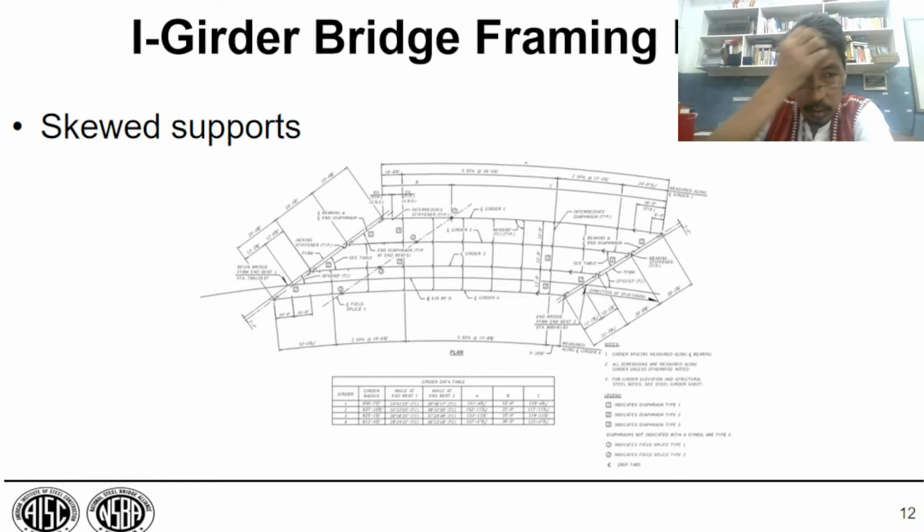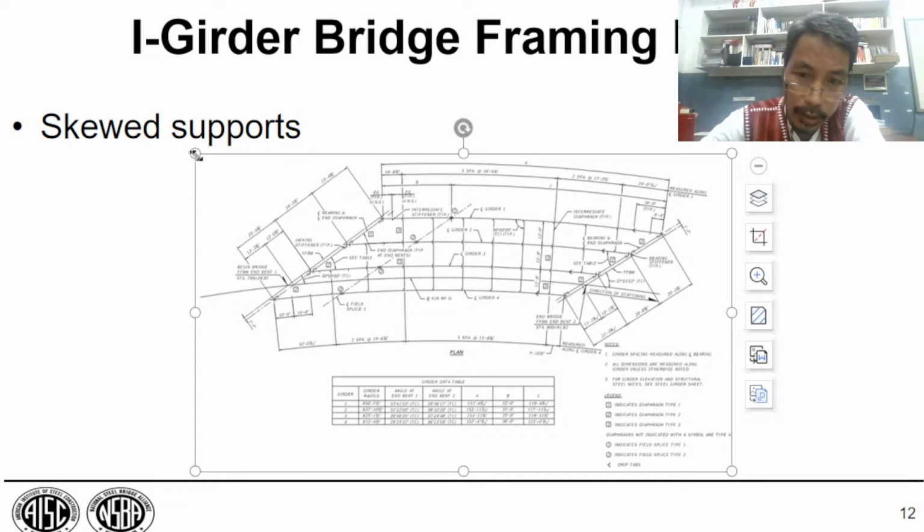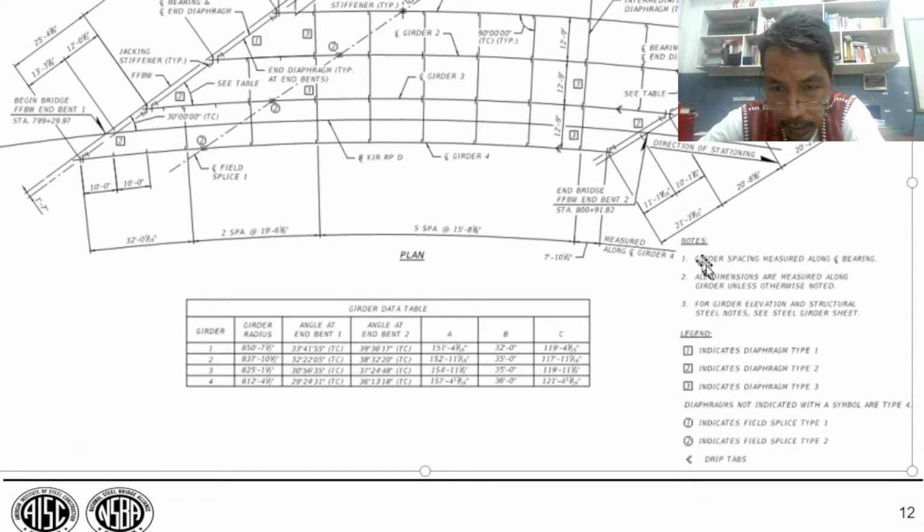Skewed supports. Okay, what do we mean by skewed supports? Well, what are the important things to know? We have a table here, and we have the legend. So always take a look at the table and legend. First, legend. Notes. Number 1, girder spacing measured along centerline bearing. Okay, so we already know how to position or to install the bearing, because we have this information. Number 2, all dimensions are measured along girder unless otherwise noted. Okay, so that is the understanding between the designer and the construction engineer. Number 3, for girder elevation and structural steel notes, see steel girder sheet.